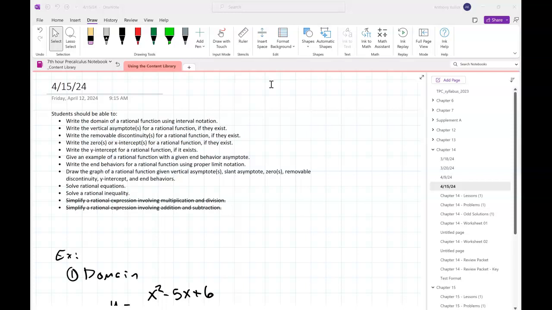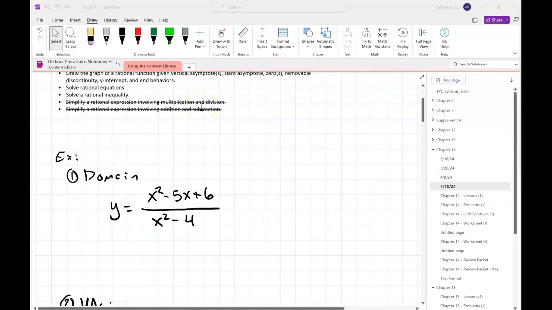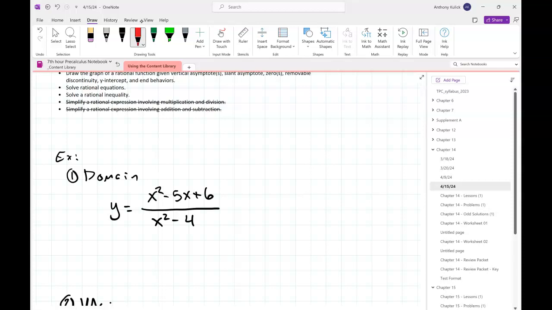First bullet point. Write the domain of a rational function using interval notation. So here is a rational function. What do I need to do to write the domain for this? First thing I need to do. Or to write a domain, what do I need to do? Write a function. I'll find the zeros. The vertical axis.